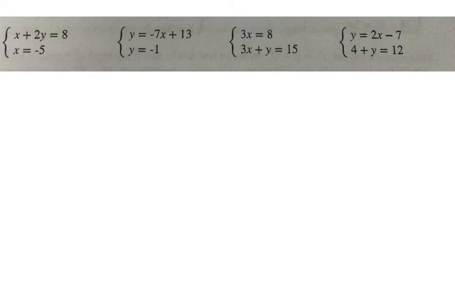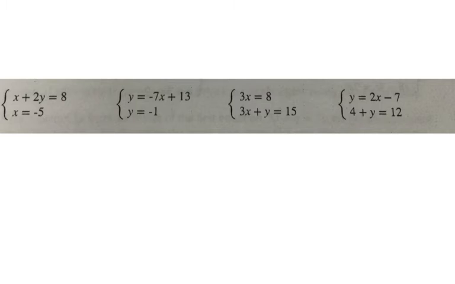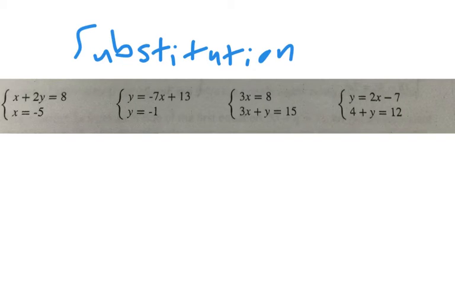So right now, what is the only way you know how to solve systems of equations? To find where the two lines meet. We graph them, right? You take these two lines, you graph them, and you find where they intersect. Now we're going to show you a different way to solve systems of equations. This way is called substitution. So we're going to solve these four systems of equations by using substitution.